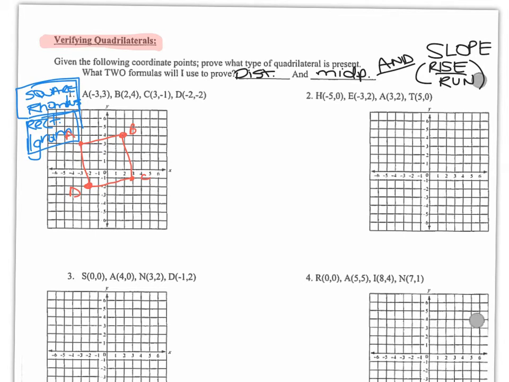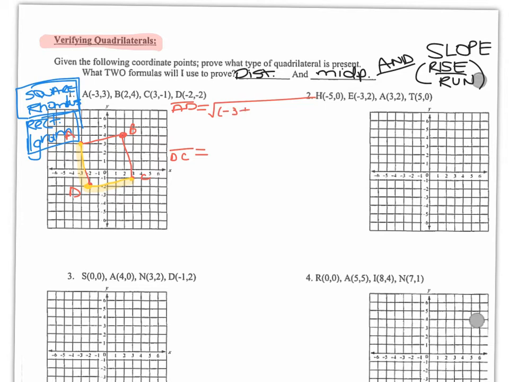What's the biggest difference between these 4? A square and a rhombus have 4 congruent sides, and a rectangle and a parallelogram have opposite congruent sides. So if I can prove that this side and this side are congruent, then I can rule out that it's a rectangle or a parallelogram. I'm going to have to find the distance of AD, and the distance of DC. Alright, so let's do AD first.